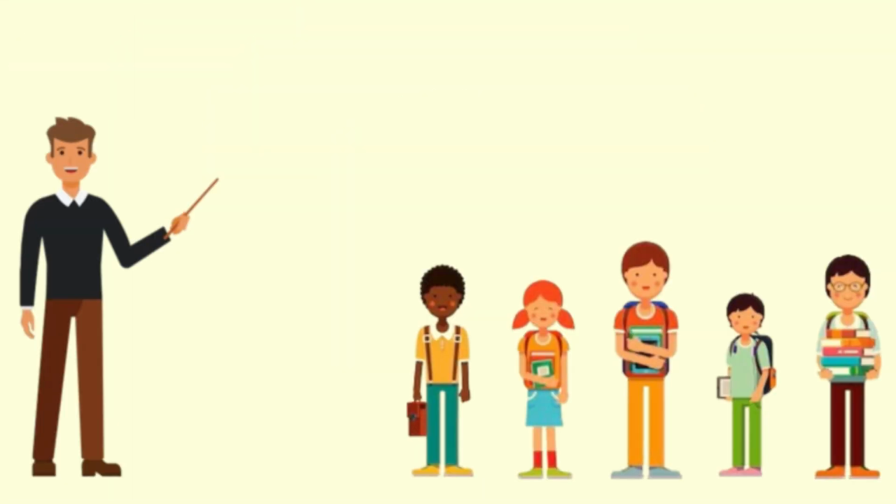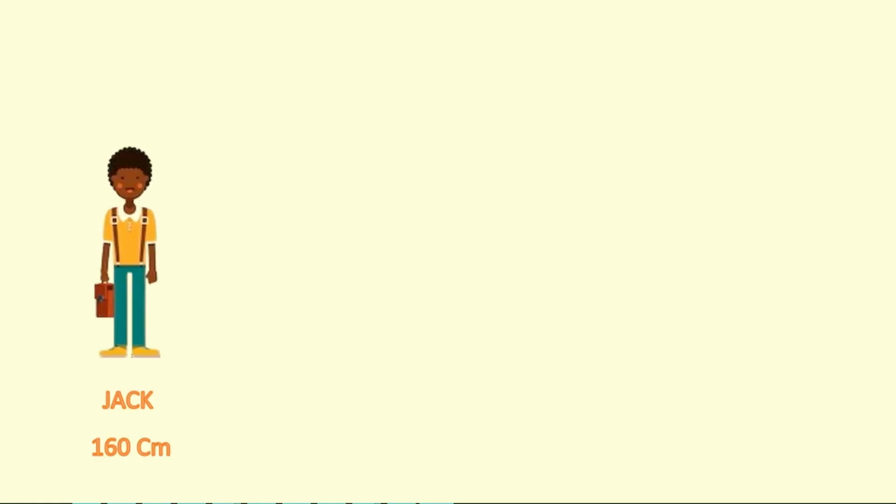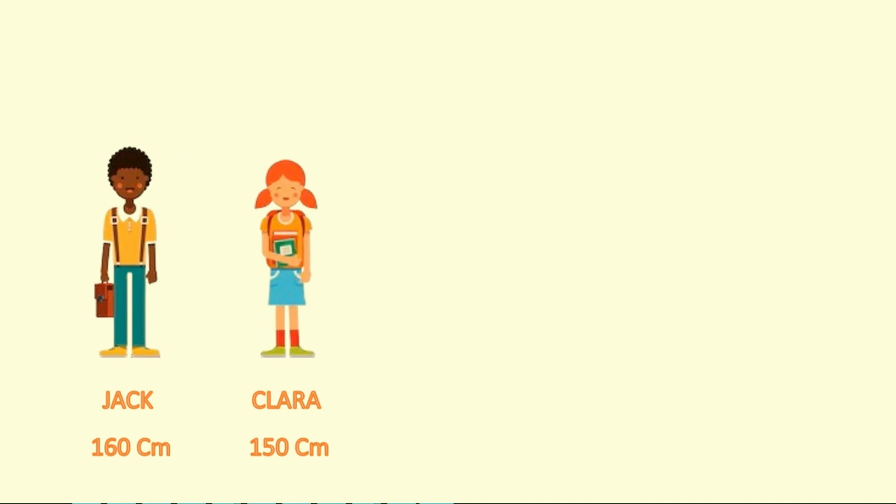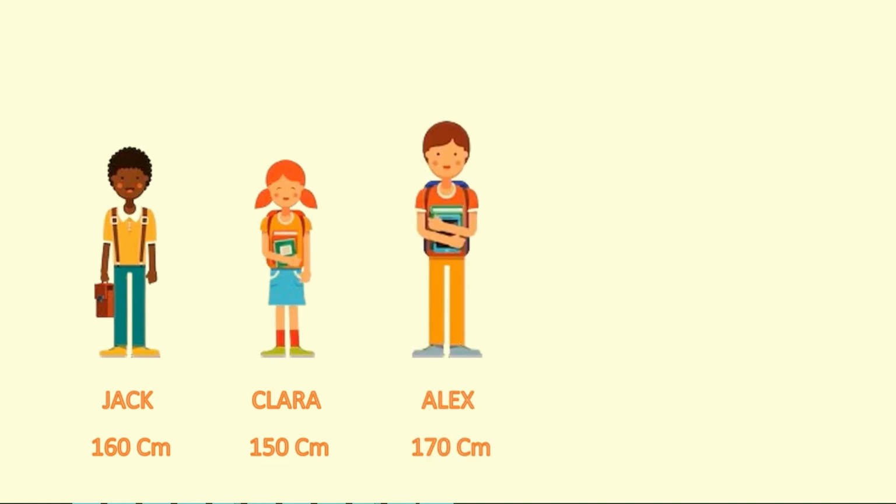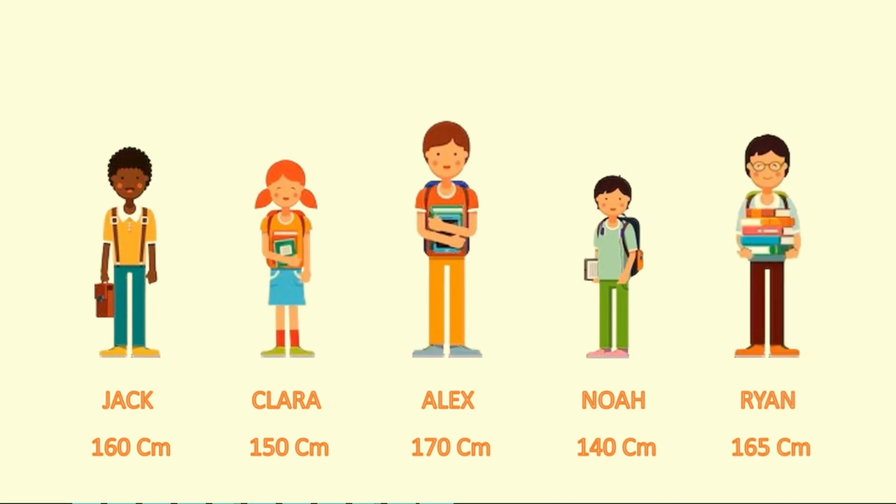Imagine sorting students by height, in ascending order, just like a teacher would do for a morning assembly. We have got 5 students: Jack, who's 160 centimeters tall; Clara, at 150 centimeters; Alex, who's 170 centimeters; Noah, at 140 centimeters; and Ryan, who's 165 centimeters.